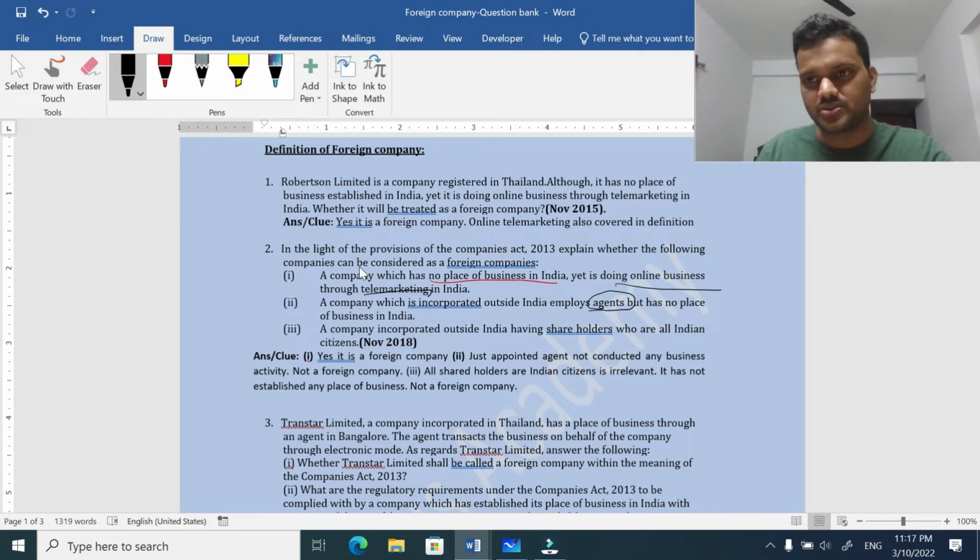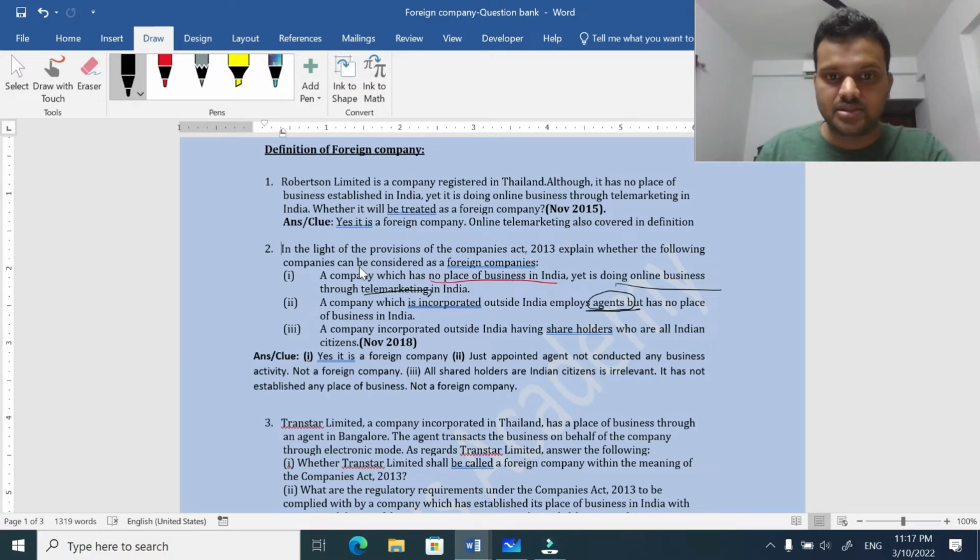It passed the first two conditions, and the third condition is business activity. It was not yet started. So just having an agent and not having any business activity, not even a single business activity in India, will not make it a foreign company. Business activity is also an important thing. Just employing an agent means the company has not yet started any business in India. This is not a foreign company.